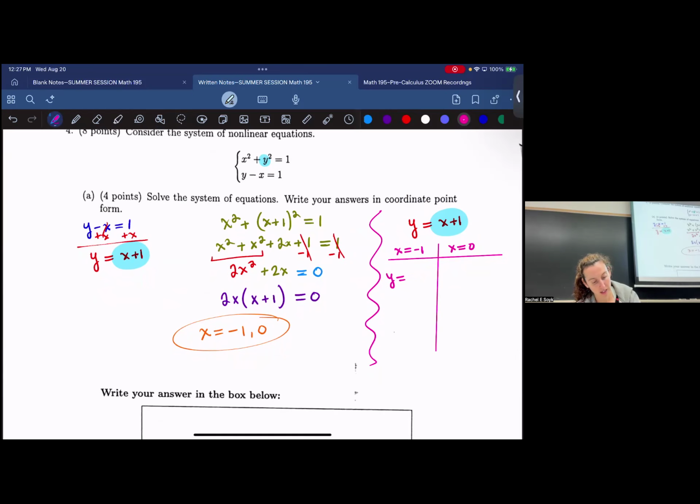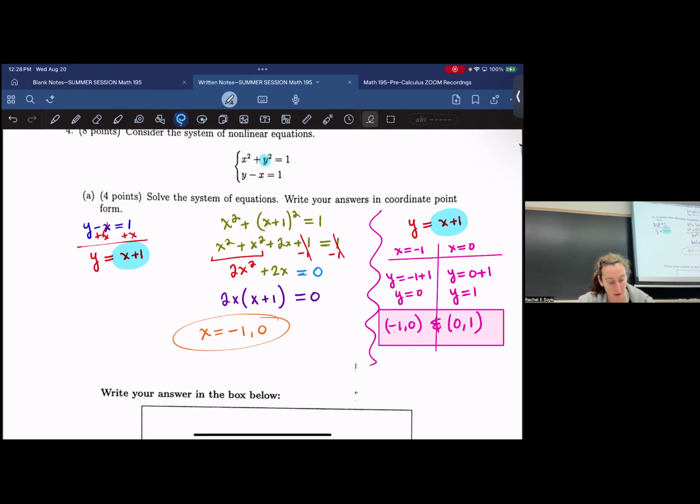Plug it in, and we get, in our first case, y equals 0, so the coordinate here is -1, 0. In our second case, we plug in 0 for x, so we get y is equal to 1. So our coordinate point is 0, 1. And then last but not least, we need to check to make sure both of these are indeed solutions that work.